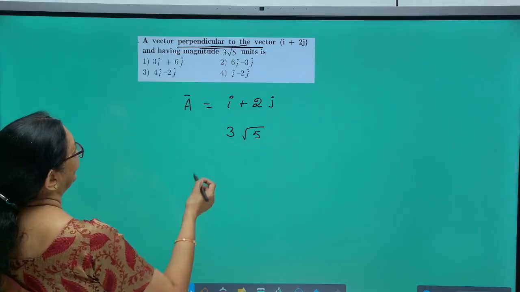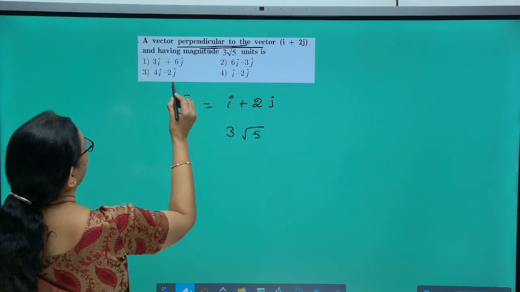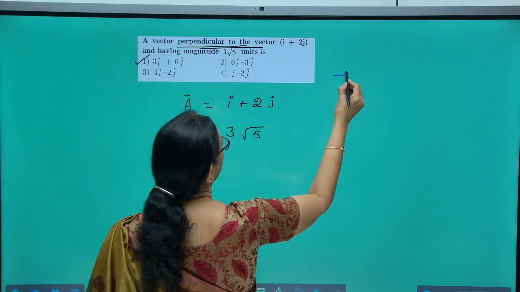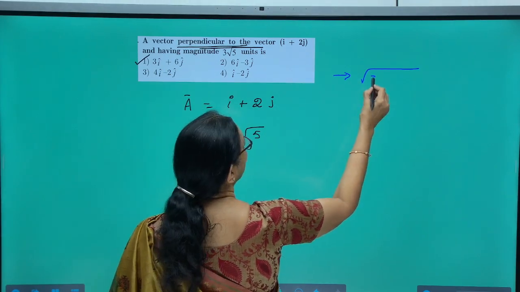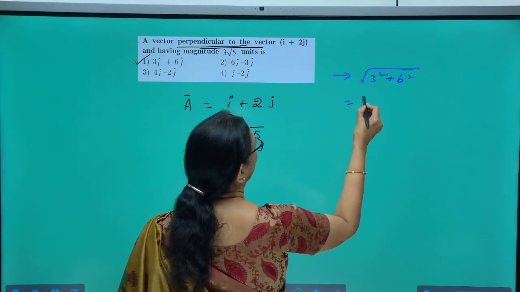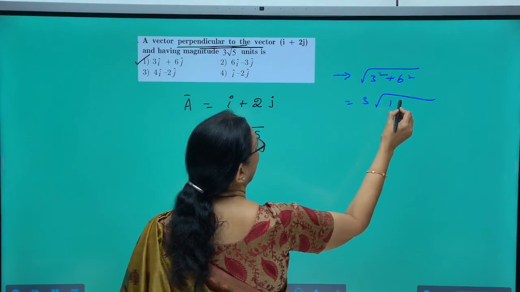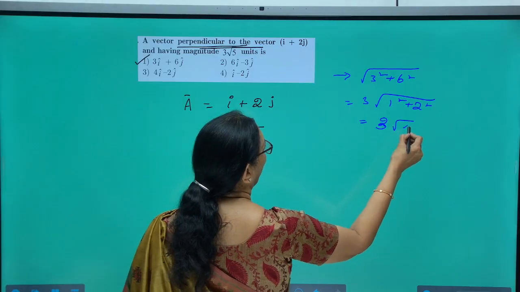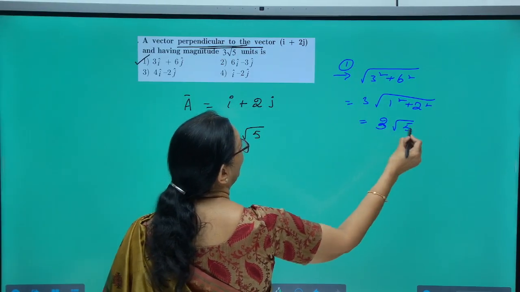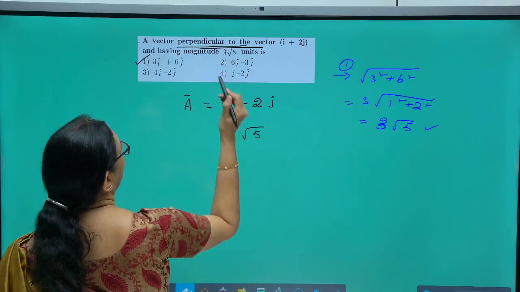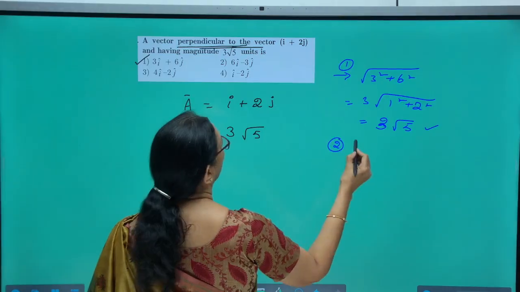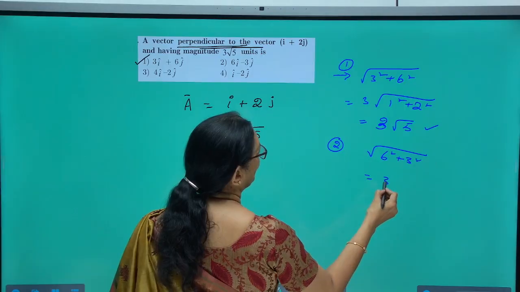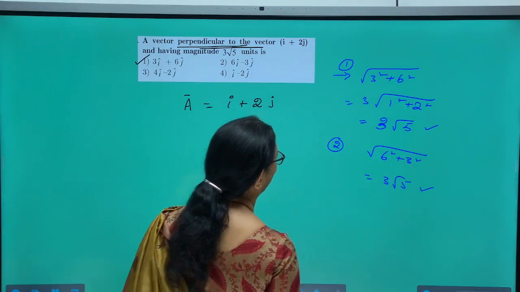So, here first let us check from the options. For this vector, what is the magnitude? For the first option, the magnitude of the vector is root of 3 square plus 6 square. If you take that 3 square as common factor outside, 1 square plus 2 square. So, 3 root 5. For the first option, magnitude is 3 root 5. For the second option also, it is root of 6 square plus 3 square. So, it is also 3 root 5. Magnitude is 3 root 5.